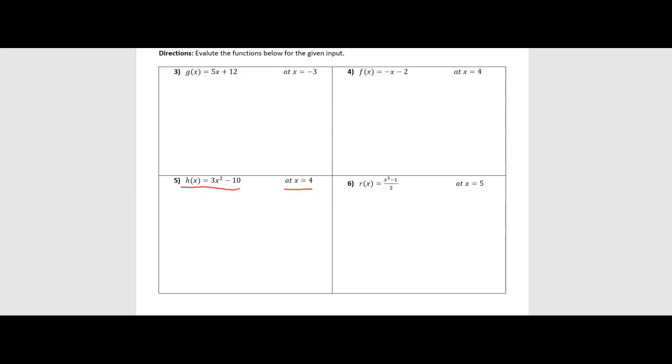So pause the video, take 60 seconds, think about what we did up above, and see if you could apply it here, even though there's no diagram. Okay, so again, all I'm doing is when x is equal to 4, that means I replace all the x's with 4s. So anywhere I see an x, I replace it with a 4.